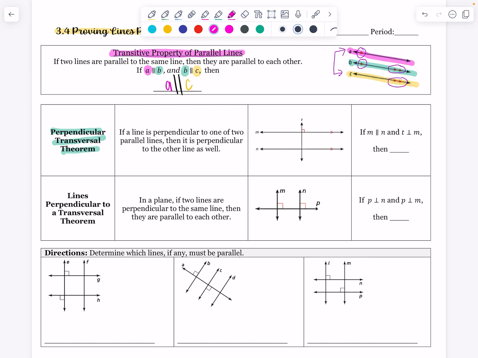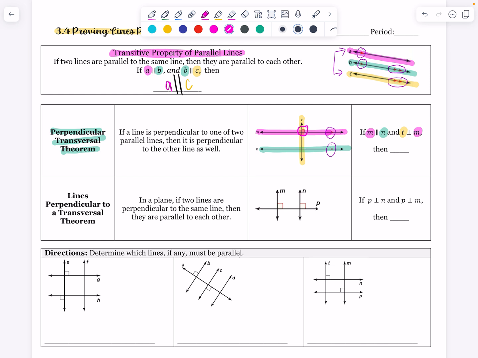If we know that M is parallel to N, and again, y'all, they have those triangles on there so you can kind of see it right here. These are parallel. So if M and N are parallel, and you know that T, this transversal, is perpendicular, meaning it's crossing at 90 to the pink line, so T is perpendicular to M.